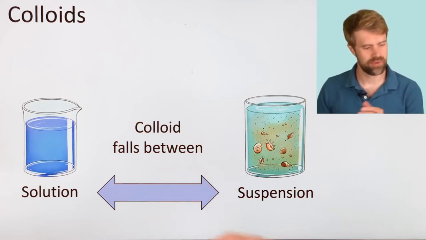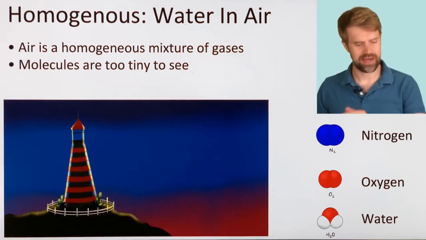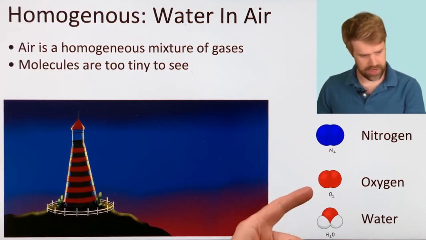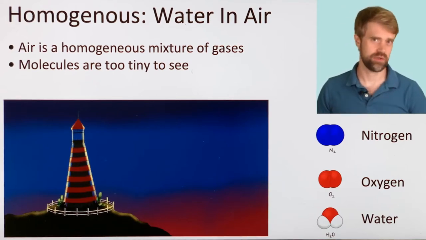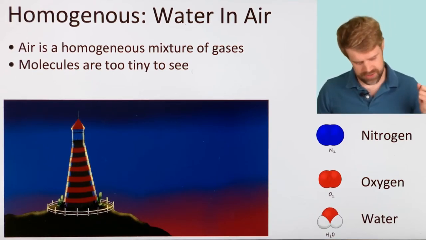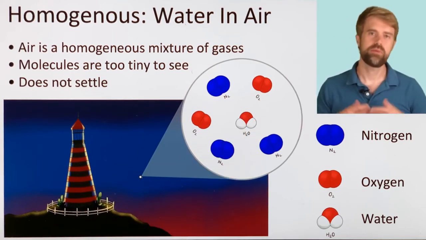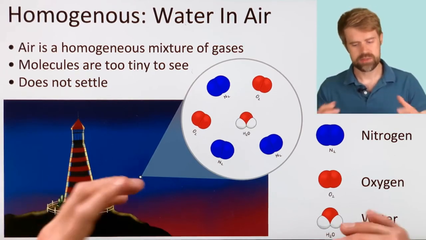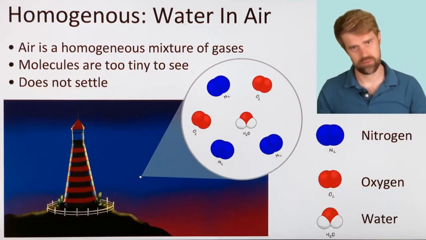We'll use an example to make this clear. We'll look at water in the air. Air is a homogeneous mixture of gases. There's mostly nitrogen and oxygen, but there's pretty much always some water molecules mixed in too. Molecules are too tiny to see, but we can zoom in. Here's the water. Because air is a homogeneous mixture, the parts don't settle. These molecules kind of float around, bumping into each other, but they never settle out.